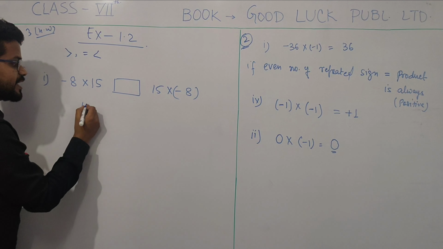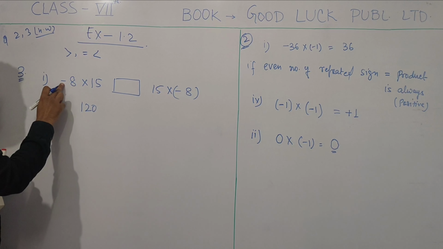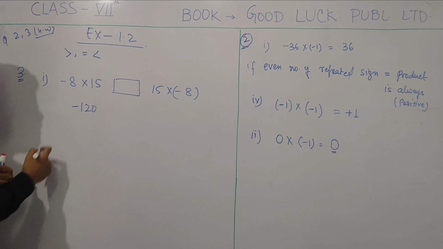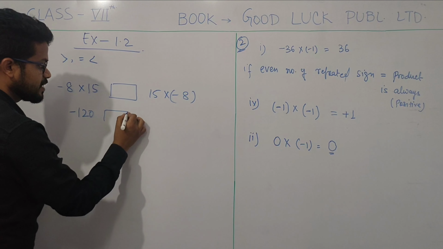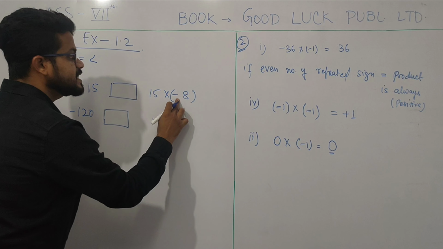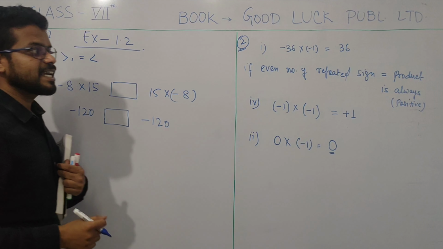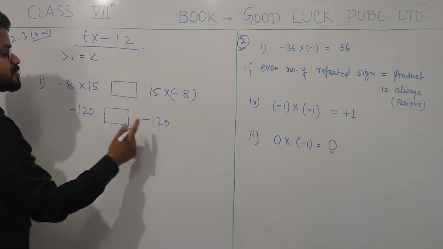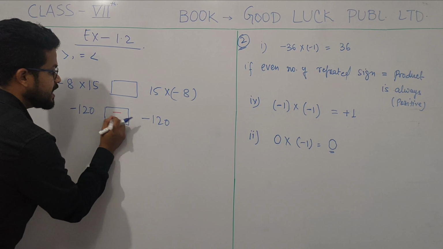15 times 8 is 120, and here this is a minus sign and this is a plus sign. So the number of times minus is repeated is 1. So I put minus here, because 1 is an odd number. So this is -120. And this is also 15 into 8, 120. This is minus and this is plus. Minus is repeated 1 time, so the product is negative. So this is -120 and this is -120. So both are equal. So I put the sign equal to here.